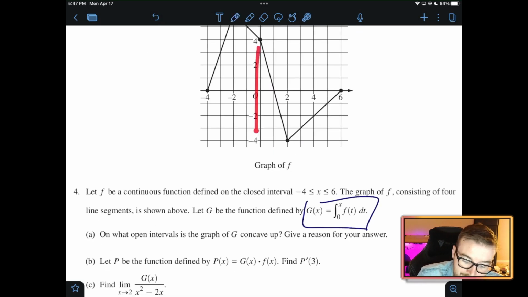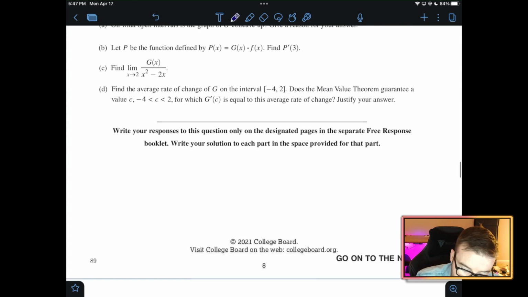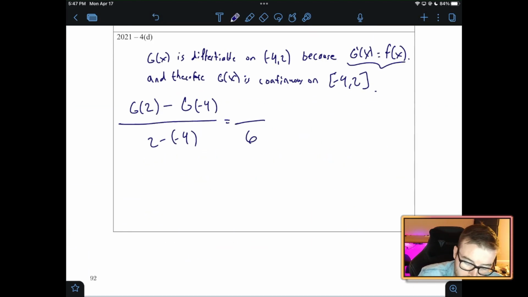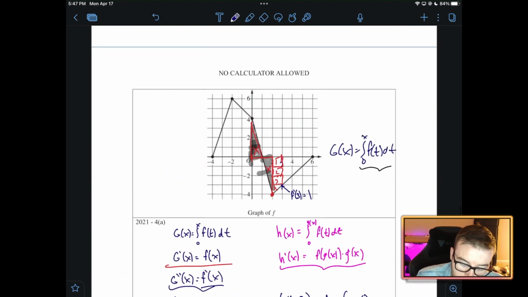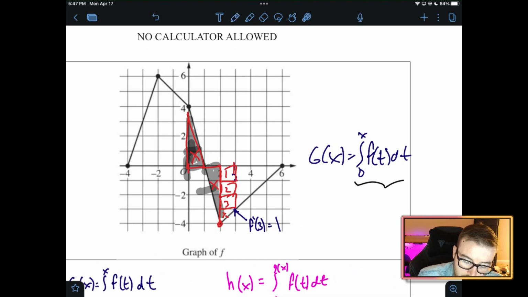So we know g of 2 is 0. That was something that we had to do earlier. So g of 2 is 0 minus, what is g of -4? G of -4 is going to be 0 to negative. Well, 0 to -4 is this area except negative, despite the fact that it's above the x-axis, because the bounds are in the reverse order, right? So what is the area of this region?